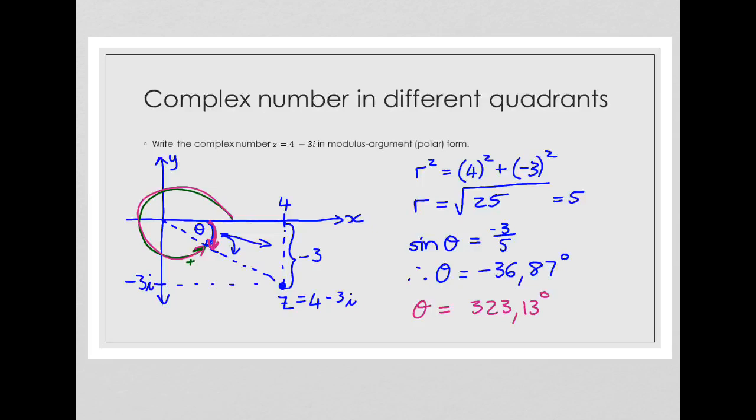So to finalize this, z is then 5 cos 323.13 degrees plus i sine of 323.13 degrees. Remember to answer the question, and that is z in polar form.